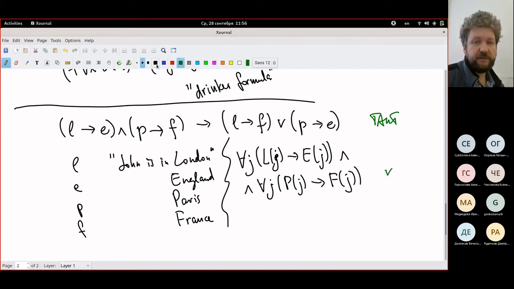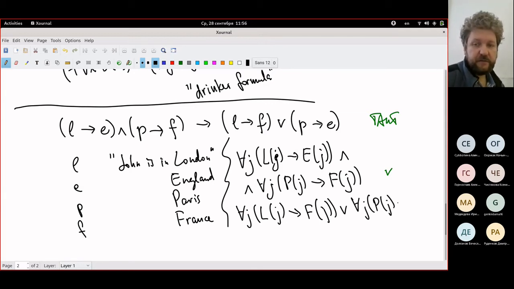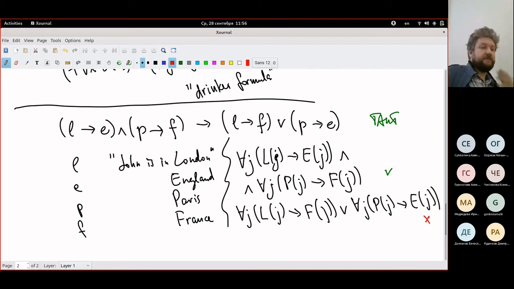But if we write down the left-hand side, it's going to be for all J, L of J implies F of J, or for all J, P of J implies E of J. In the real world, this is not true, because both of them can be falsified, but on different people. So we take John, who is in London, but he definitely is not in France, falsify the first one. We take Jean, who is in Paris, but of course not in England, and falsify the second one. So this is how we reduce it.